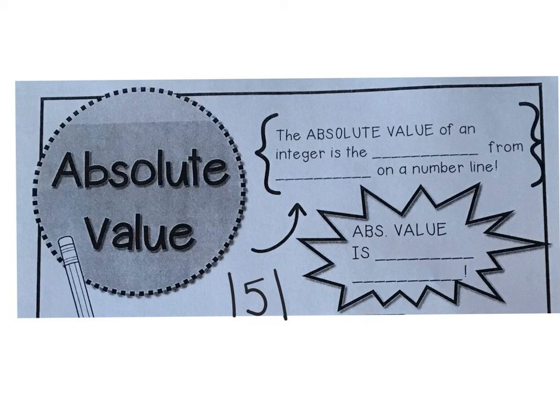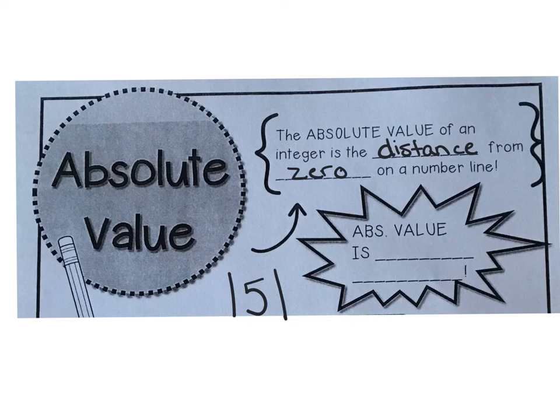So the absolute value of an integer, remember we talked about integers can be positive or negative whole numbers, and actually the absolute value of any rational number is the distance from 0 on a number line. So they're asking how far away a number is from 0.